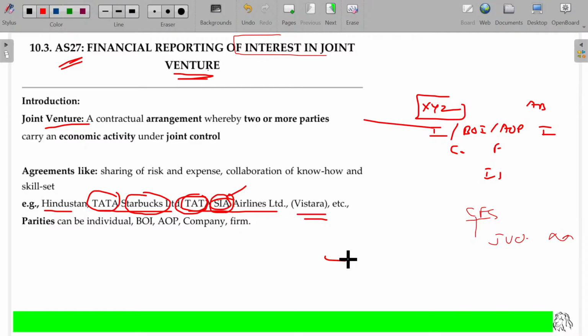So with that, volume 2, 10th chapter over. We now move on to the next chapter in the next class. Okay, financial statement of companies in the next class.